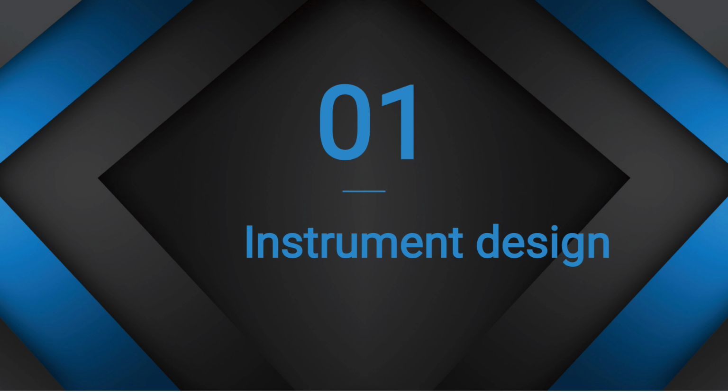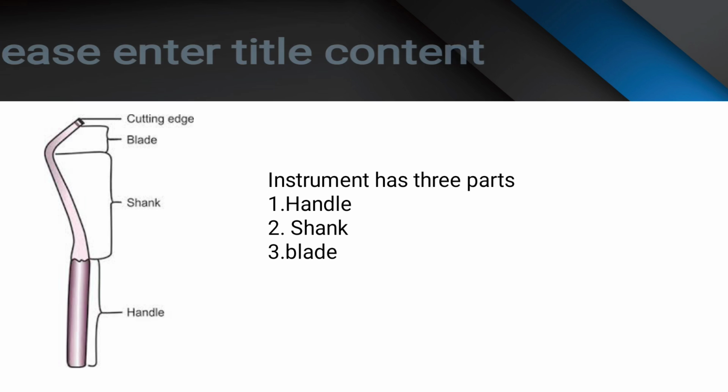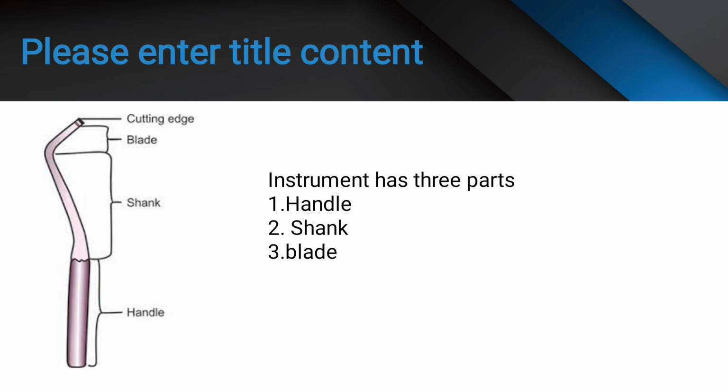Generally, hand instruments used in the dental operatory may be classified as cutting instruments like excavators, chisels, and others, and non-cutting instruments like amalgam condensers, mirrors, explorers, and probes. Most hand instruments consist of three parts: handle, shank, and blade. For many non-cutting instruments, the part corresponding to the blade is termed the nib.